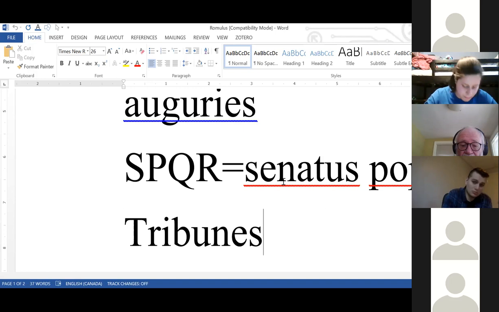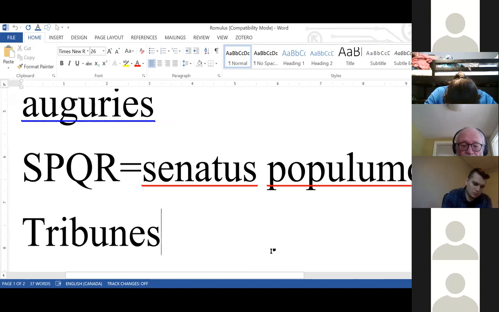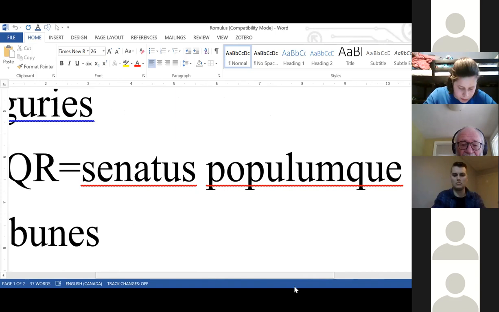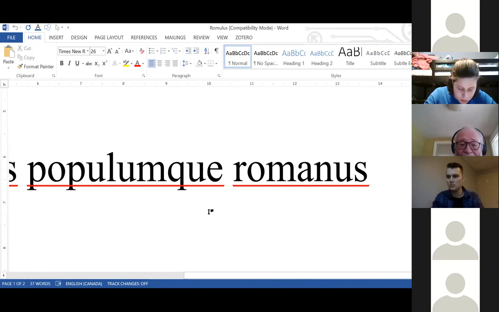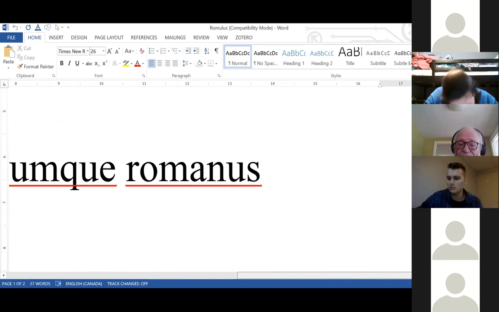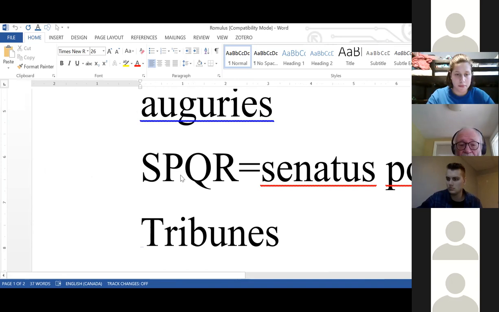The slogan of the Roman Republic is SPQR, here it is, SPQR, which equals the Senate and people, because que means and, so the Senate and people, the Roman Senate and people, Senatus Populusque Romanus, SPQR. This was on their standards, their battle standards. This was on their coins. This was on all public buildings, SPQR, the Senate and people of Rome.